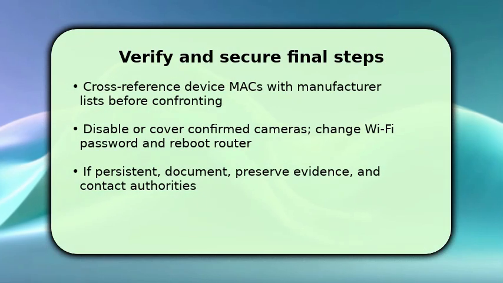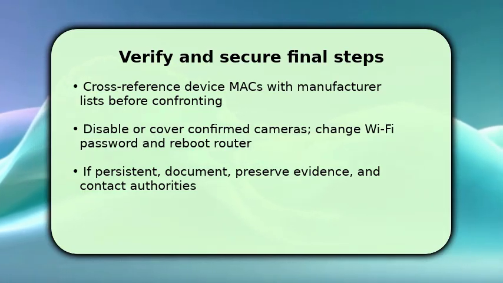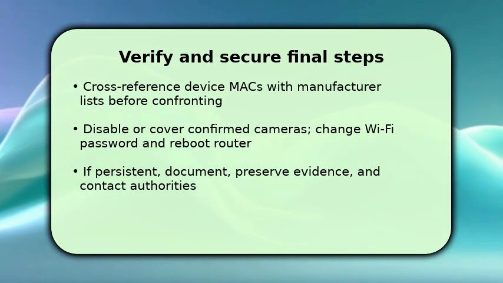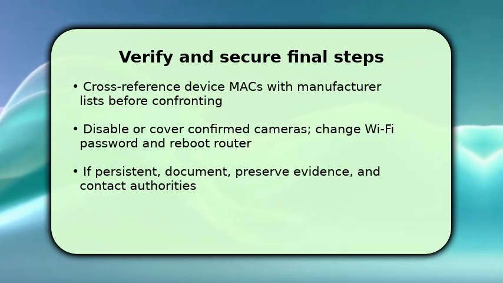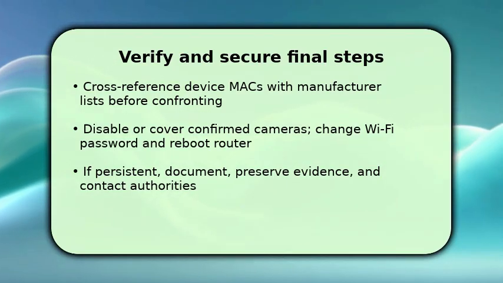Attempt to access each device's web interface or mobile app using the found IP. A camera will show live feed or settings. Confirm, then disable or physically cover it. Once done, change the Wi-Fi password, update router firmware, and reboot to force devices offline.